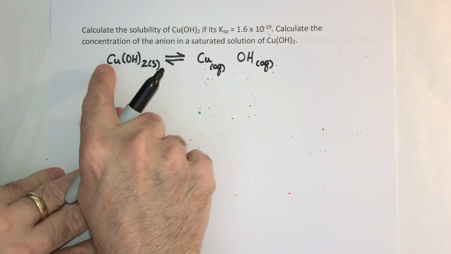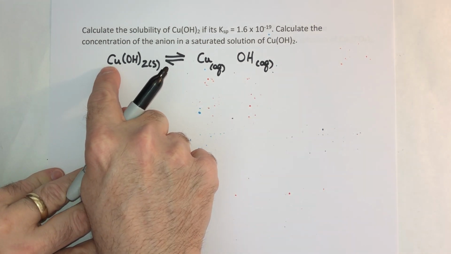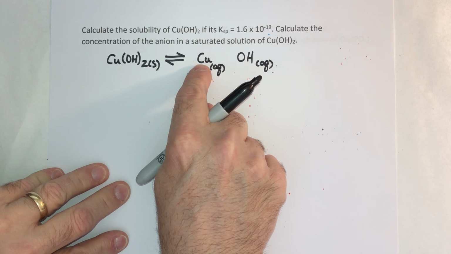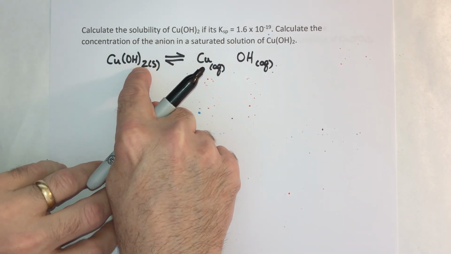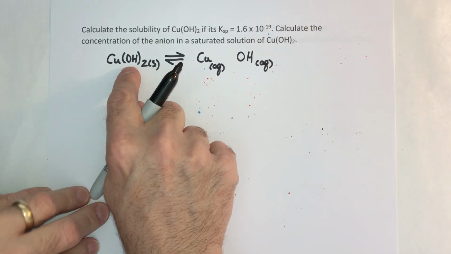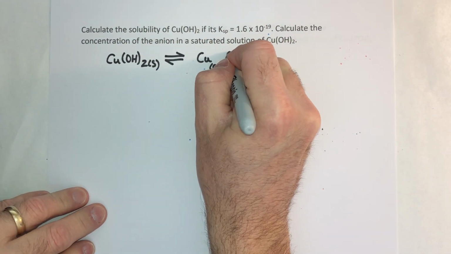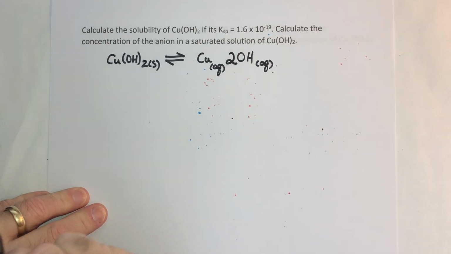In this particular problem, I started off with 1 copper, and I still have 1 copper. But I did start off with 2 hydroxides, right? The bracket with the 2 tells me that there's 2 of them. So I'm going to have 2 hydroxides.